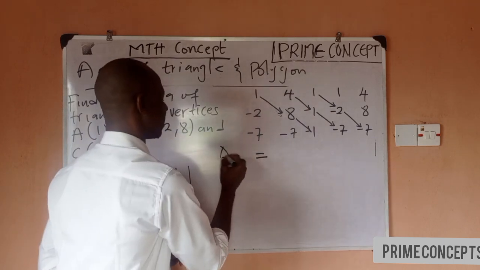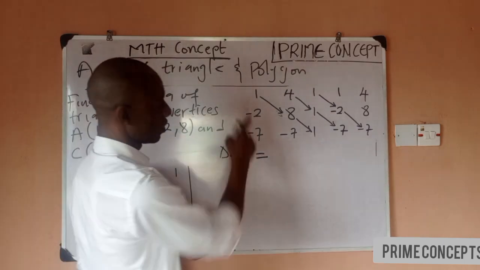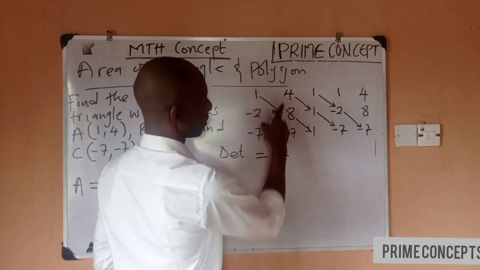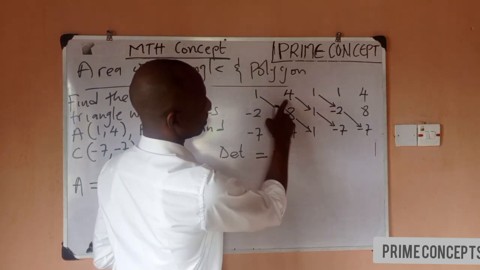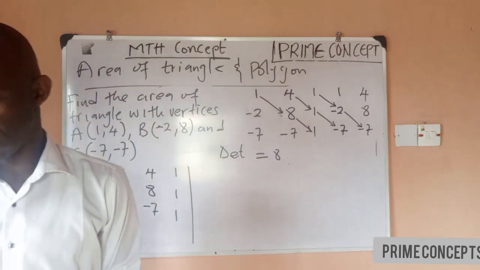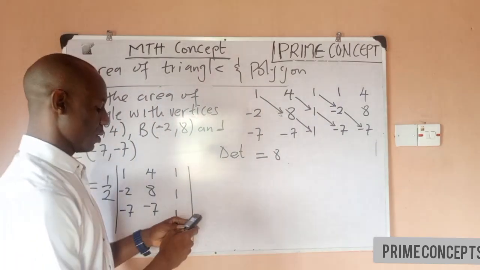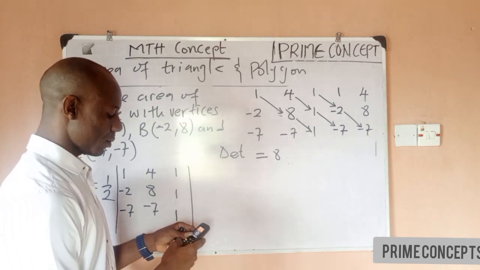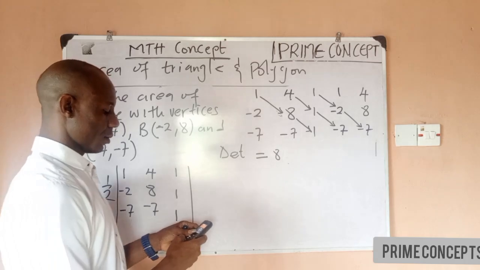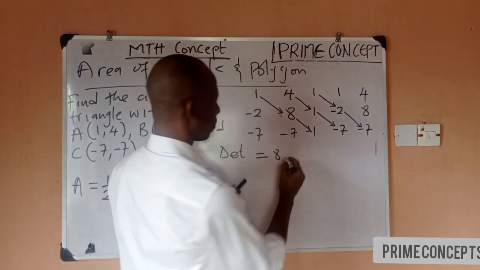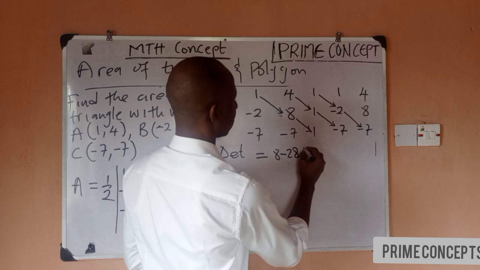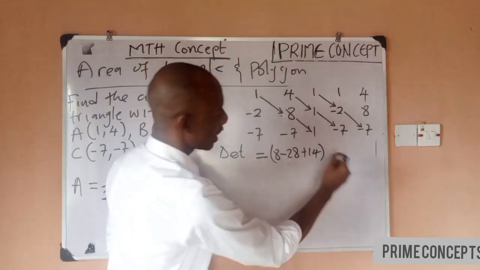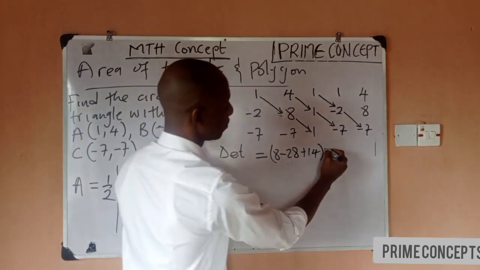So my determinant is going to be 1 times 8 times 1, which is 8. This is minus 28. All right, let me not make a mistake. Then minus 28, then this is plus 14, right? Then once you are done multiplying out in this direction, you close it with your bracket, then put minus.